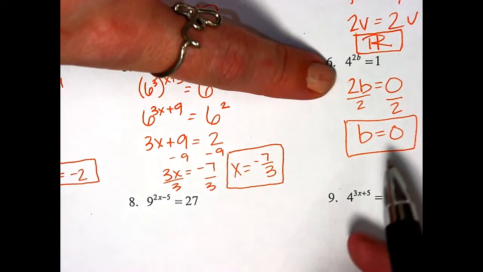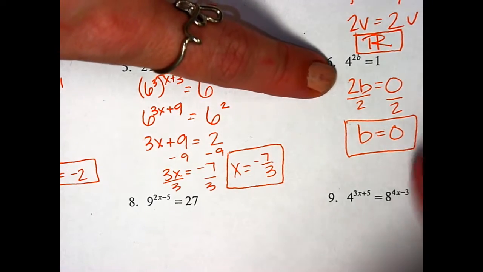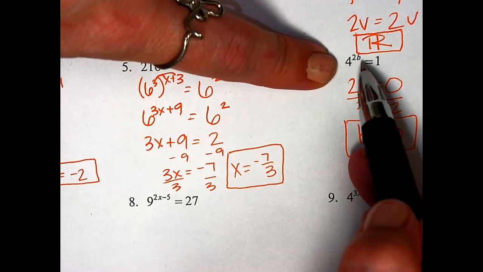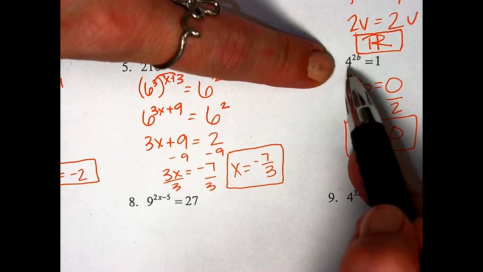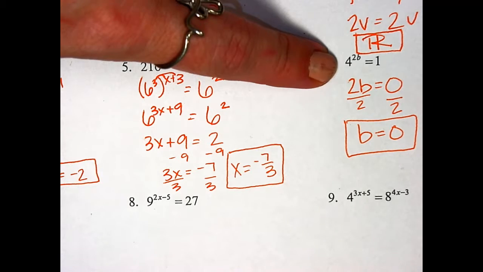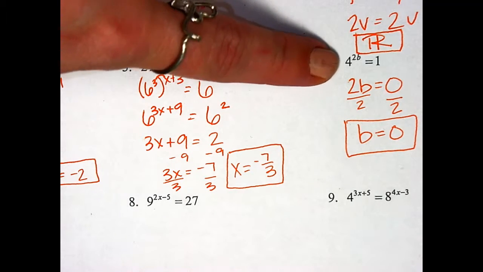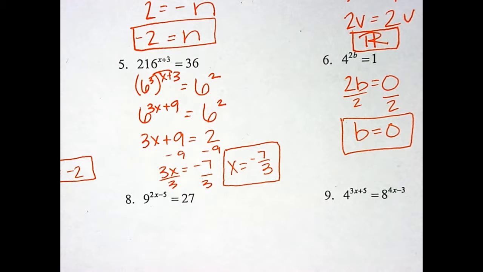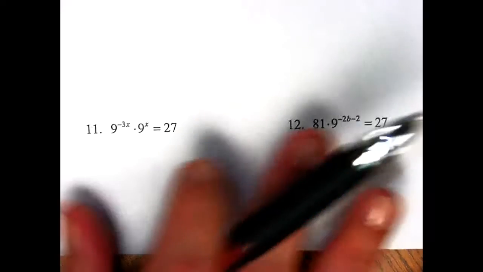Okay, and just to prove that that's true, if I put the 0 in, 2 times 0 is 0. 4 to the 0 power is 1, and 1 equals 1. So anytime you have a number with the exponent set equal to 1, go ahead and just set the exponent equal to 0. Okay, I'm going to skip a couple. These are basic. This next, well, let me do 7.